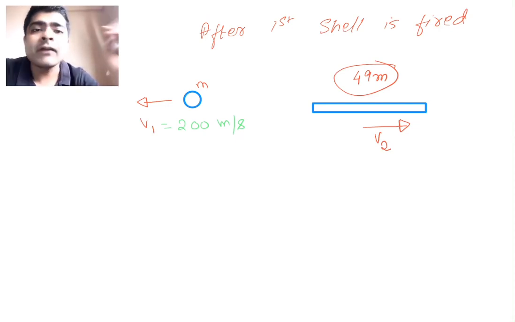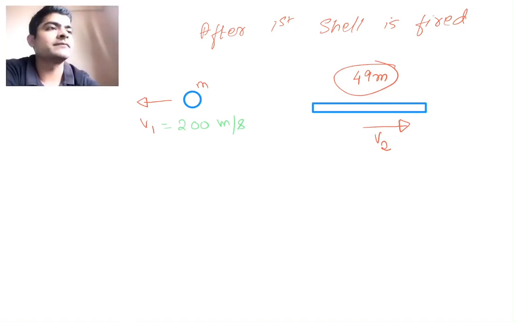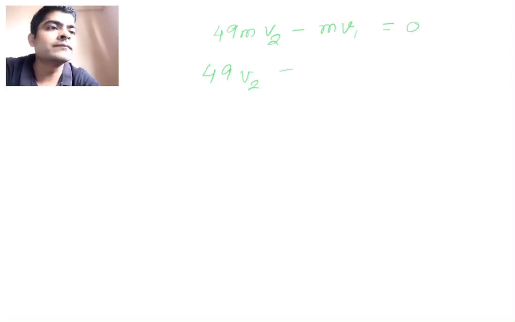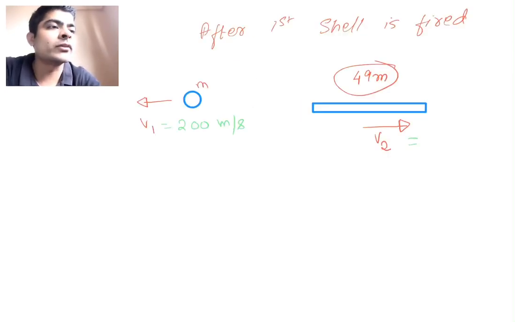Now we have to conserve momentum for the system. So 49 m into v2 is in this direction, while m v1 is in this direction. So conserving momentum, 49 m v2 minus m v1 should be equal to 0, correct? So v1 is 200. So m will get cancelled out from the equation. So 49 v2 is equal to 200. So v2 is 200 divided by 49 meter per second. So we found the velocity. This is equal to 200 by 49 meter per second.